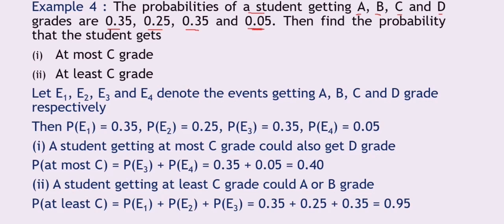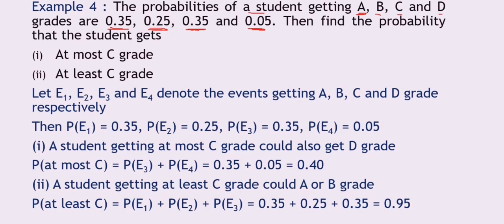Okay, so we are given probabilities this time. We are not given the data, we are given the probability of getting A directly. The chance of getting an A grade is given as 0.35 or 35%. Chance of getting a B is 25%. Chance of getting a C is also 35% and chance of getting a D is 0.05, that is 5%. Okay, the probabilities are given. But what is an event now? I do not have to find the probability of getting an A, B, C or D. It is already given to us.